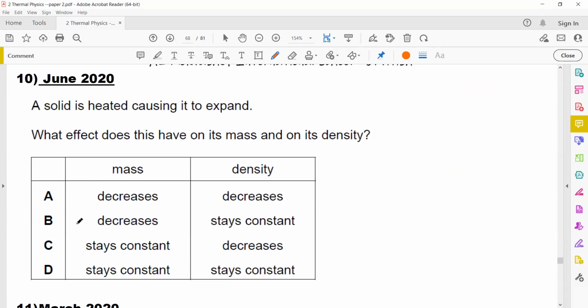Question number 10. A solid is heated, causing it to expand. Which effect does this have on its mass and on its density? The mass stays the same, because the amount of material inside an object stays the same, and the density will decrease because of the expansion, so it will be C.